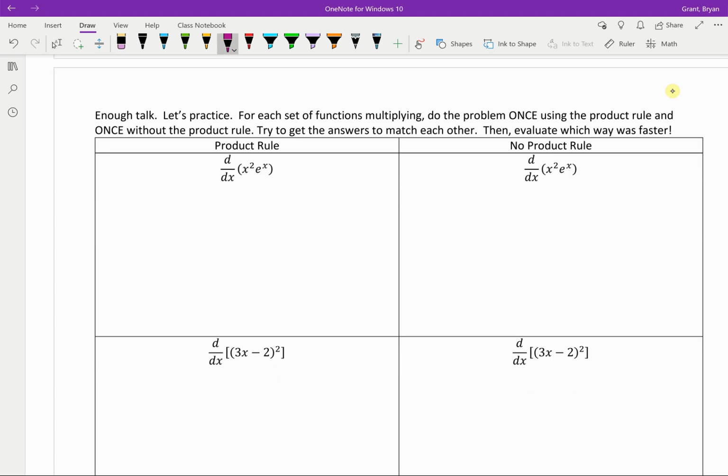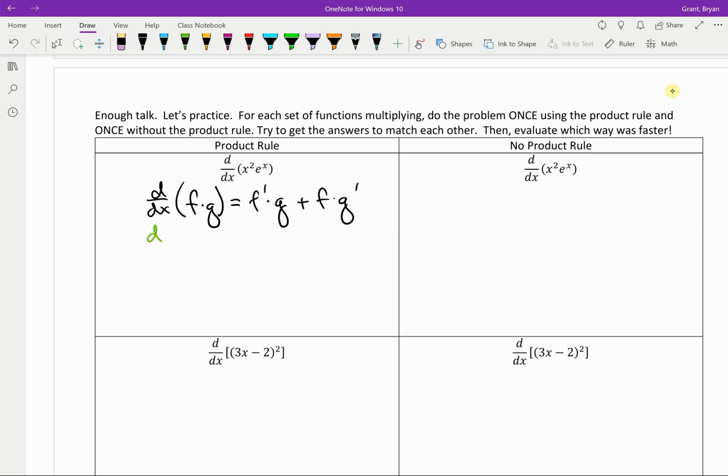d dx of x squared times e to the x. I'm a big fan of rewriting the actual product rule first. It's totally up to you, but I think it really helps out, especially the first couple times that you do this. So d dx of, and let's do our product rule, f times g is going to be f prime times g, derivative of the first, keep the second the same, keep the first the same times the derivative of the second. And then directly below it, I rewrite the actual problem.